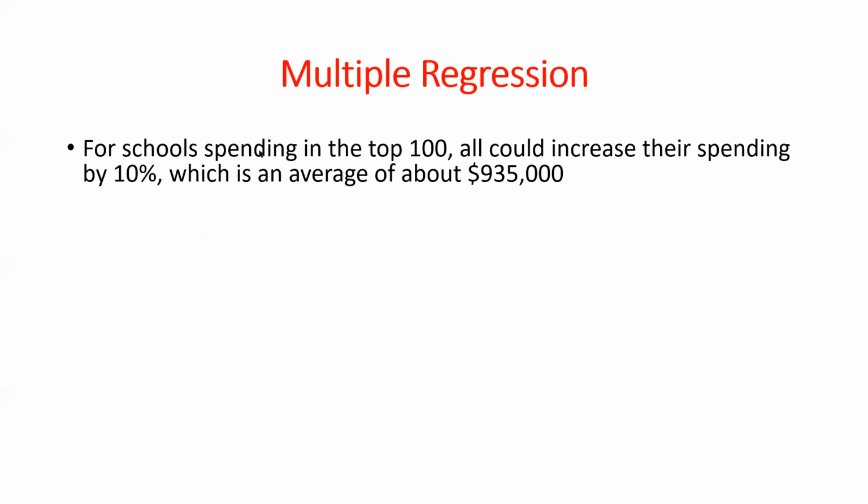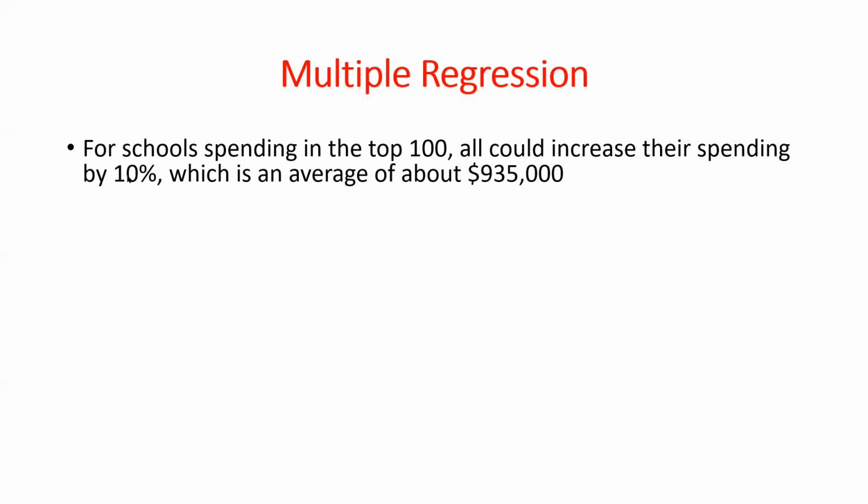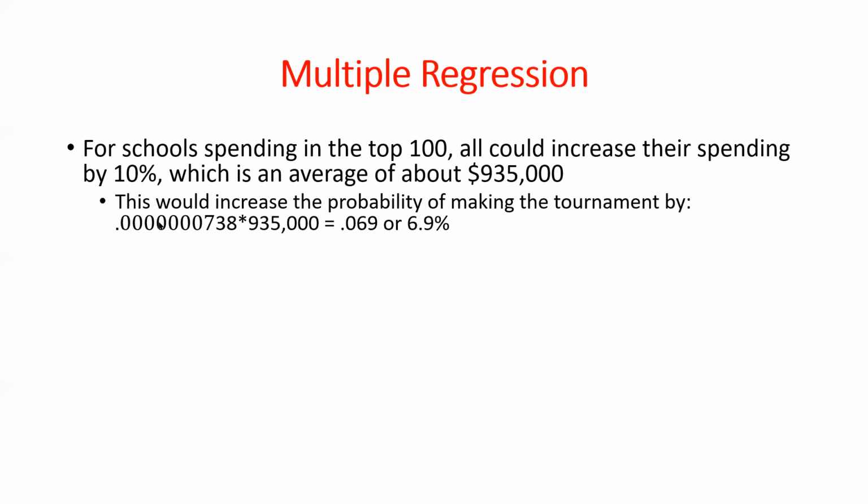If we think about schools that were outside the top 100 in terms of size, and we ordered the expenses from largest to smallest, those outside the top 100, if they had a 10% increase in their expenditures, that would be just about $1 million. So if I know the effect of a $1 increase, I can find the effect of a 10% increase, which was about $935,000, by simply taking that coefficient estimate and multiplying it by whatever increase I wanted to think about. Here, that was a $935,000 increase.